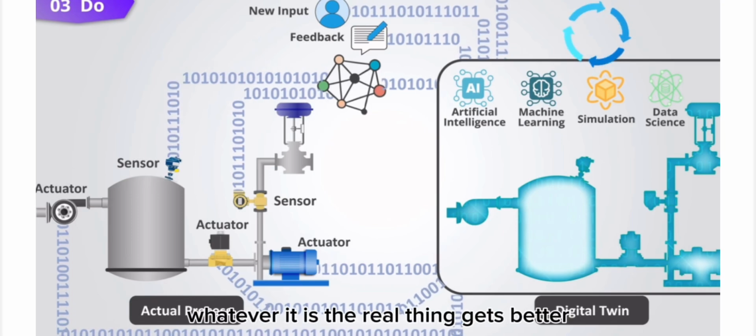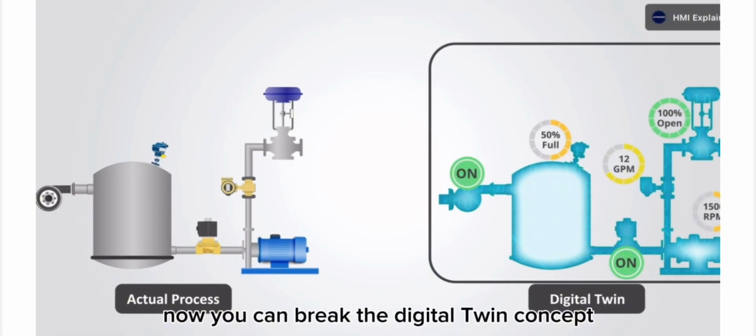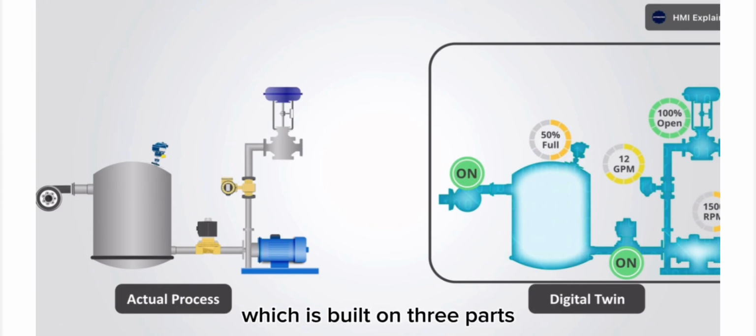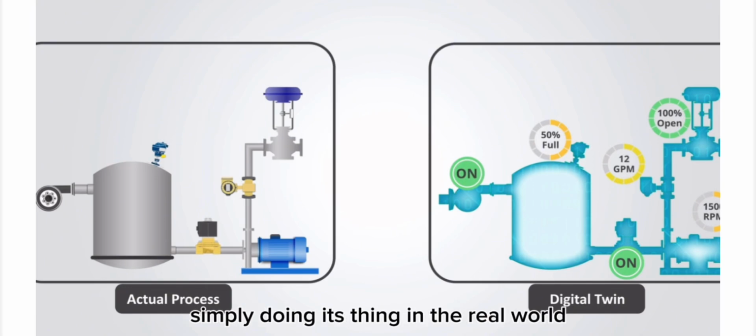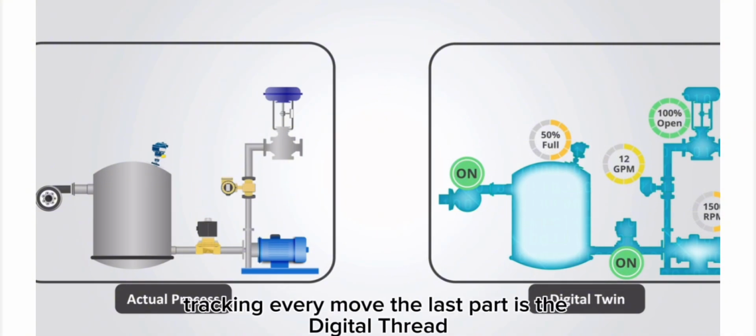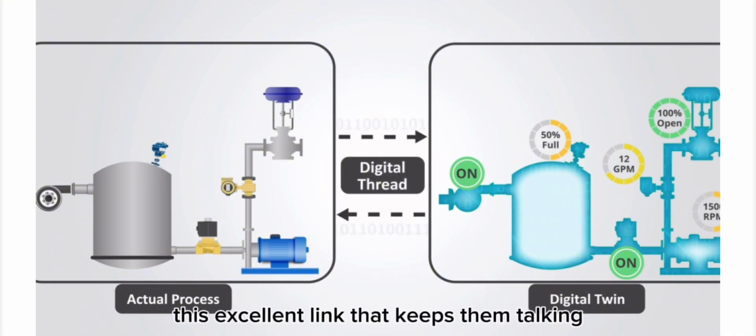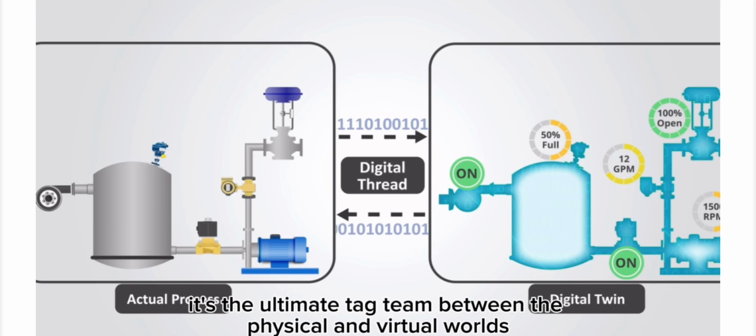Whatever it is, the real thing gets better. Now you can break down the digital twin concept, which is built on 3 parts. First up is the physical object or process, simply doing its thing in the real world. Next is the digital twin, which is like a virtual clone, tracking every move. The last part is the digital thread, this excellent link that keeps them talking, passing data back and forth like a live stream. It's the ultimate tag team between the physical and virtual world.